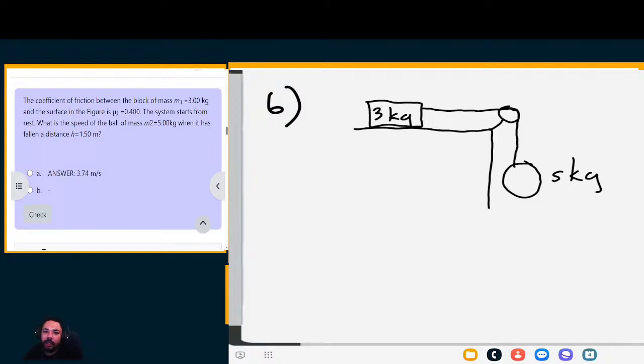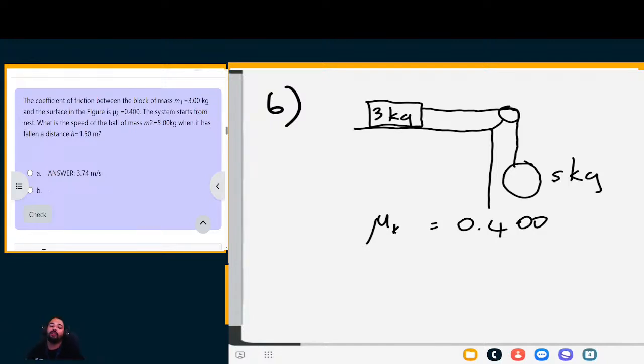Now, they tell us that the kinetic coefficient of friction, mu k, is equal to 0.400. Let me just rewrite that part. Mu k, the kinetic coefficient of friction, is equal to 0.400. And this ball is going to start falling downwards.